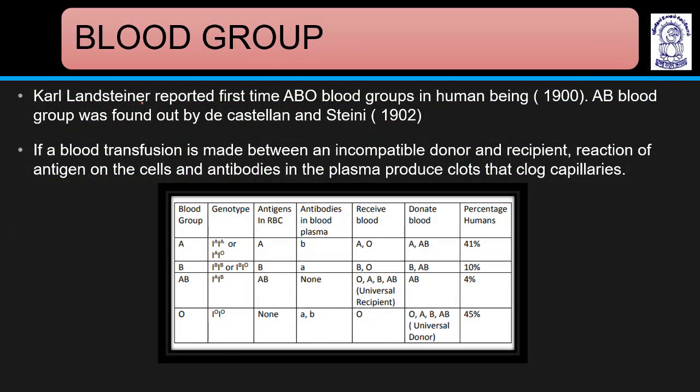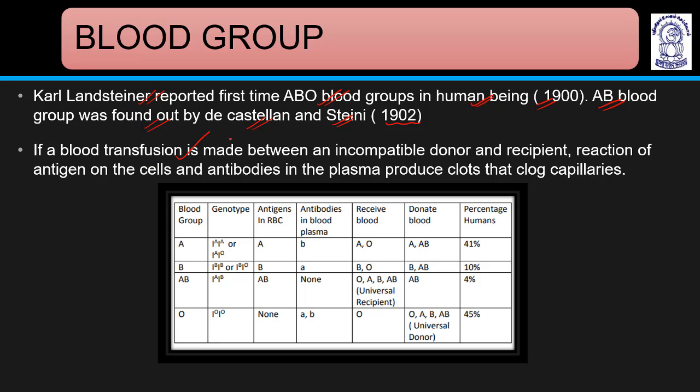Blood groups. Carl Landsteiner reported for the first time the ABO blood group system in human beings in 1900. The AB blood group was found out by Decastello and Sturli in 1902.